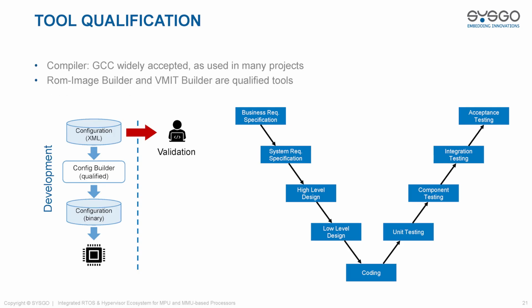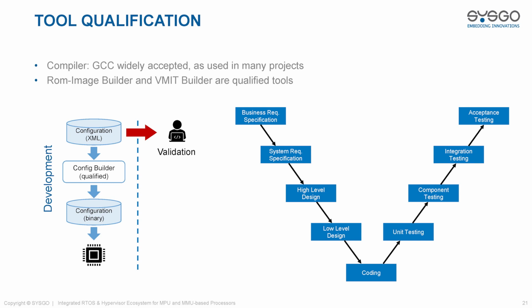Another important topic when it comes to certification is the tool qualification. So basically, you can do a certification without any tools being qualified, as long as you verify your results. And if you do that on a binary basis, it is basically possible, but very, very tedious. Therefore, SYSGO has qualified the major tools, for example, the ROM image builder and the VMIT builder.